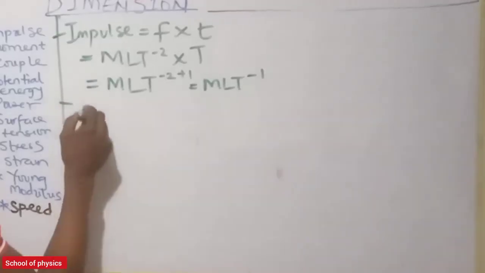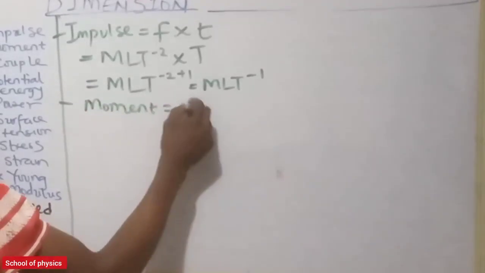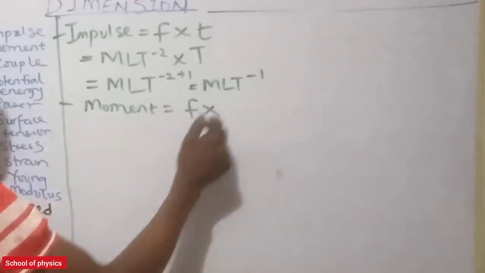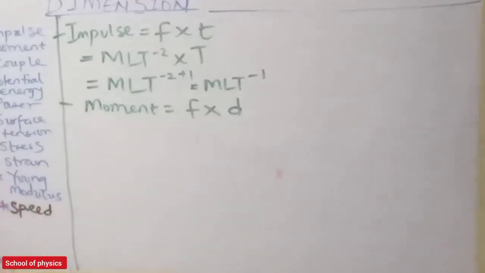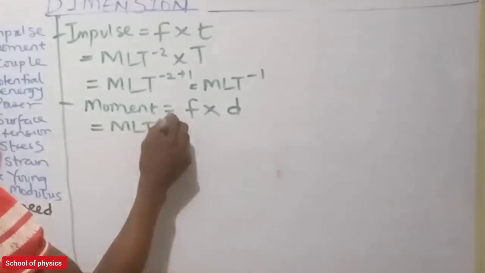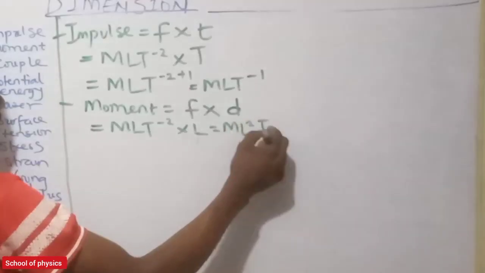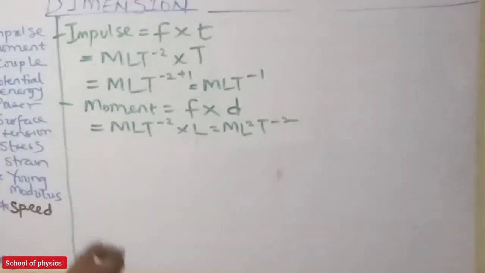Next is moment. Moment is the product of force and perpendicular distance. So that's force times perpendicular distance. No matter the type of distance, distance is distance. So force is MLT^-2 and distance is L. So that should give us ML^2T^-2.